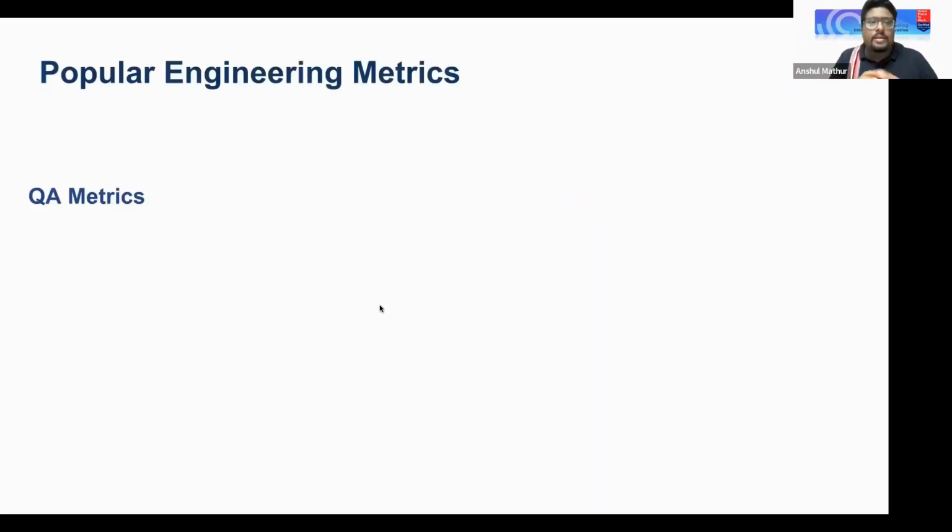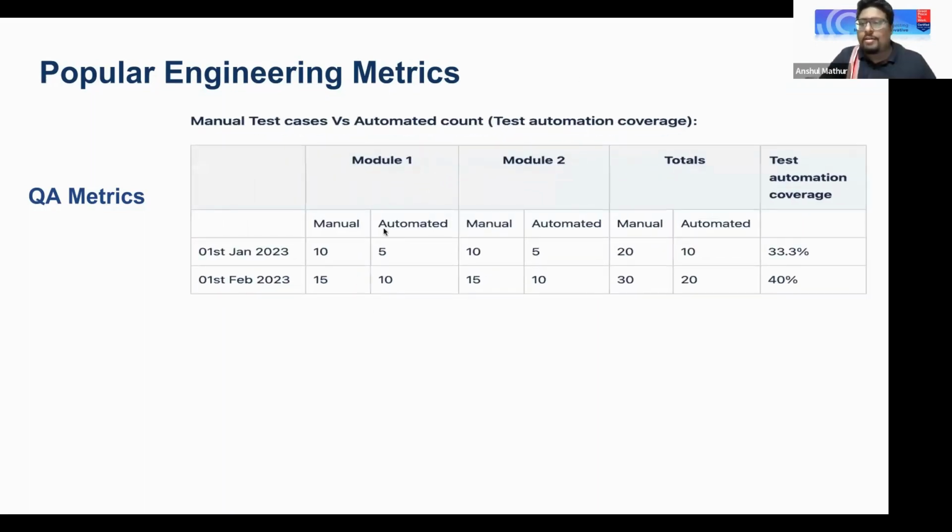Now let's look at some of the popular engineering metrics that you can measure, or some of the metrics by which you can measure the quality outcomes of the quality efforts, right? So let's start with one of the very basic QA metrics, which I believe every QA team should have, which is the test automation coverage, right?